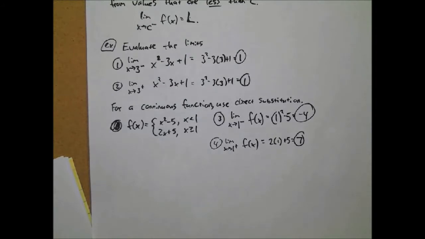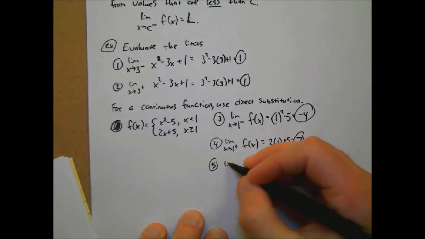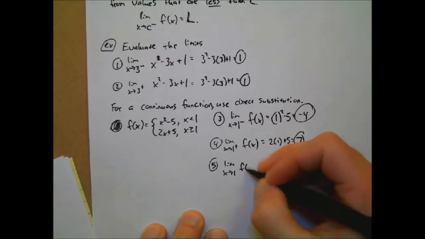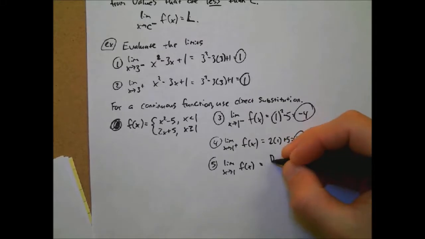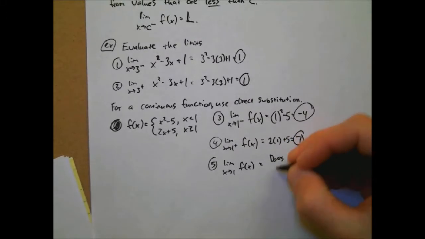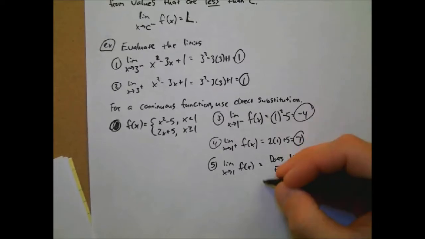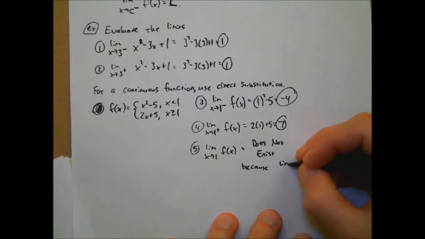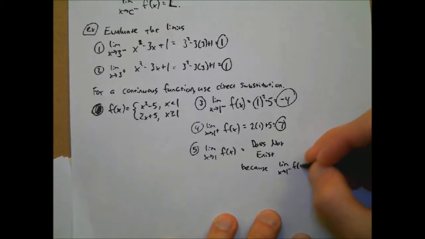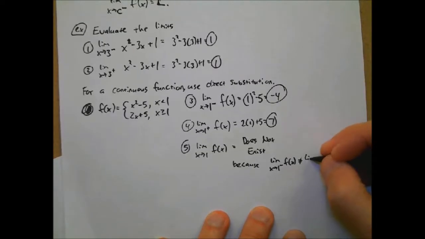All right. And so then, what is the limit as x approaches 1 of f of x going to be? It doesn't exist. Does not exist. And if you want to justify it, because the limit as x approaches 1 from the left of f of x does not equal the limit as x approaches 1 from the right of f of x. Okay? That's your justification right there.